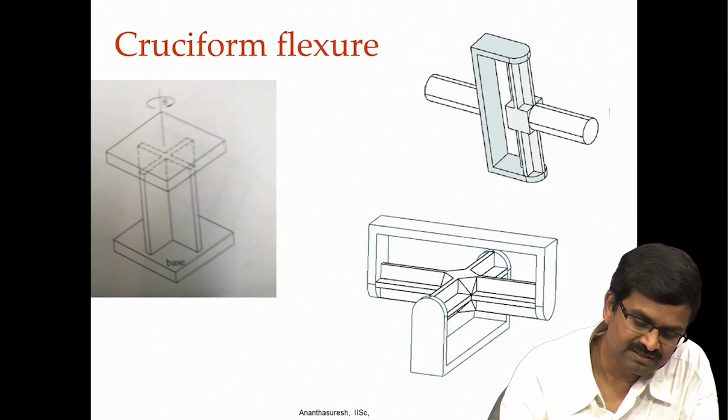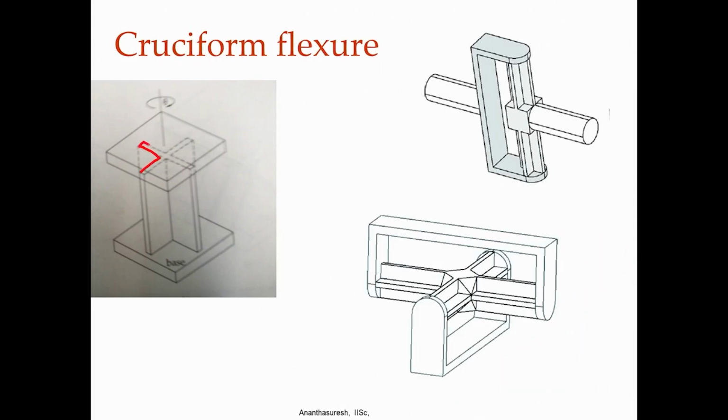So, what you have here is the cross section of a beam or a small flexure is plus. It could be a cross also, or just a plus or a cruciform as it is called. So, this is very interesting because it actually twists. If a torque is applied over here, if you think of this as a short beam, it is a short beam. This is again the base and this is the stage.